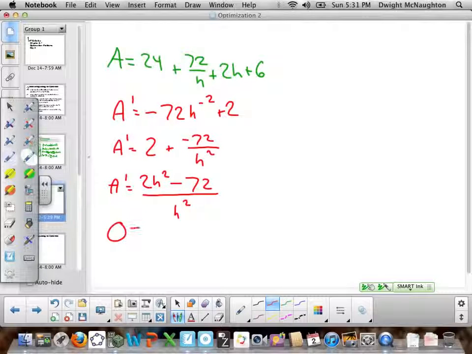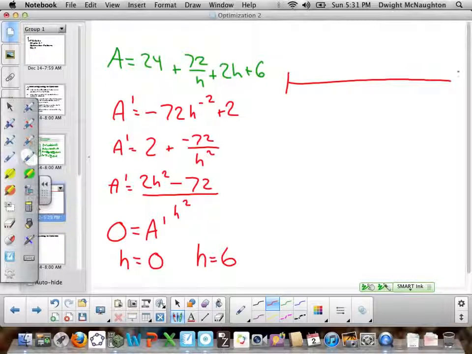And set that equal to 0 and find our critical numbers. The bottom is 0 when h is 0. The top is 0 when h is 6 or negative 6, but negative 6 is not in our domain, so we just need to check 0 and 6. So here's 0, here's 6, and kind of throw an 8 there at 24.